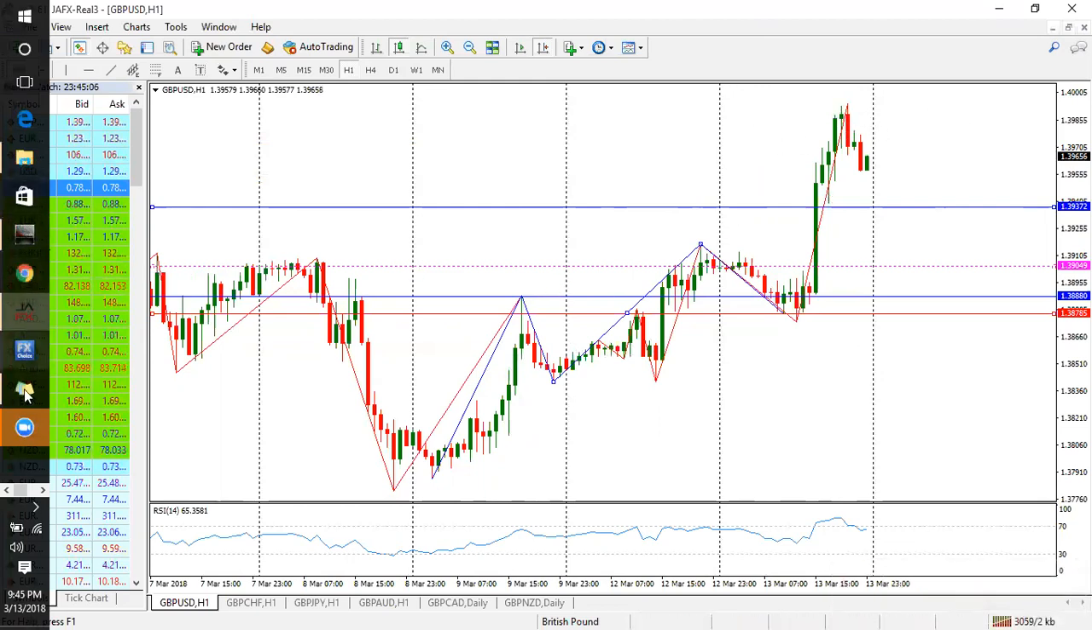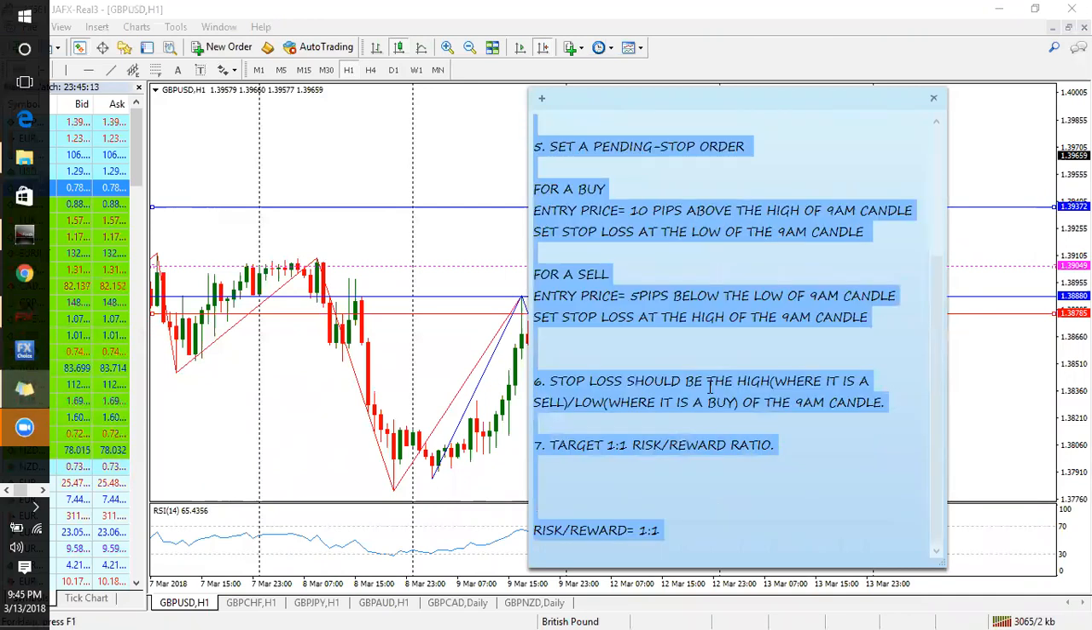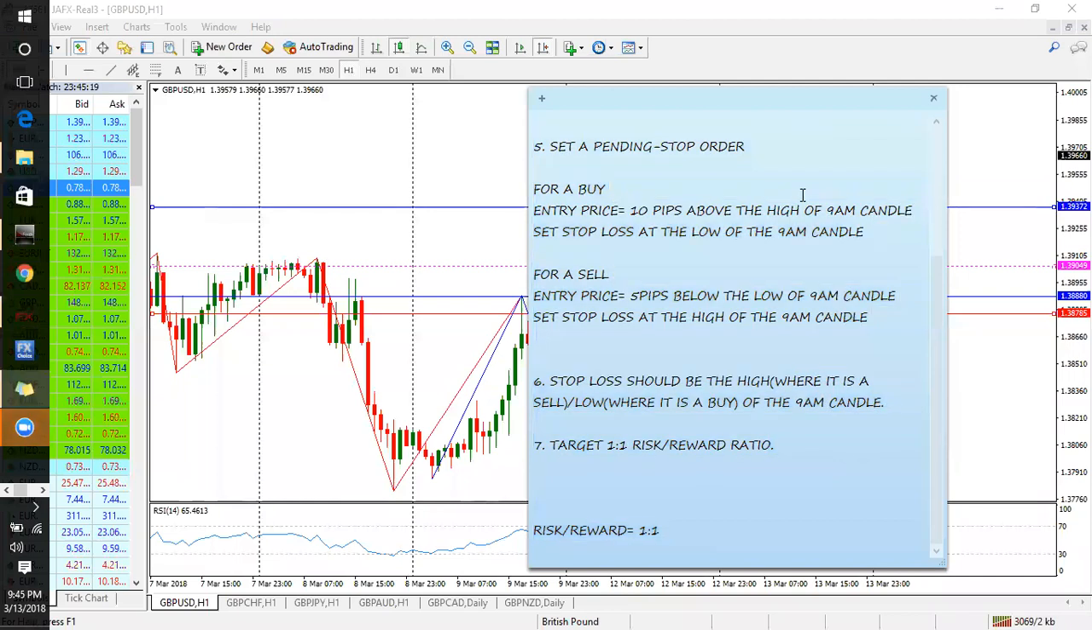So the next rule, do we still have the rule? I'm not sure. Let me copy the rule and paste again. Copy the rule and paste on the group. And we will action.